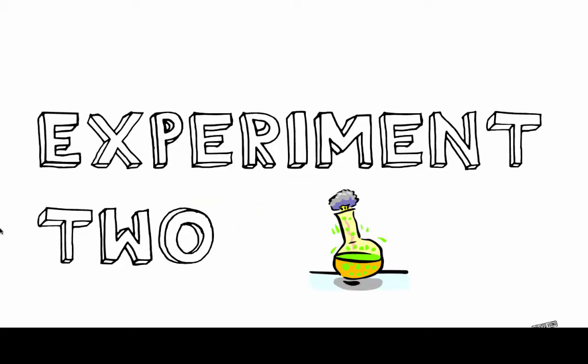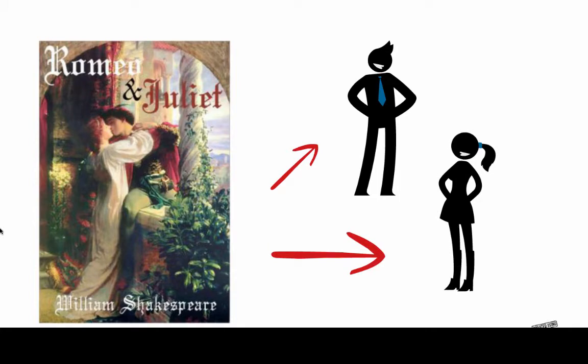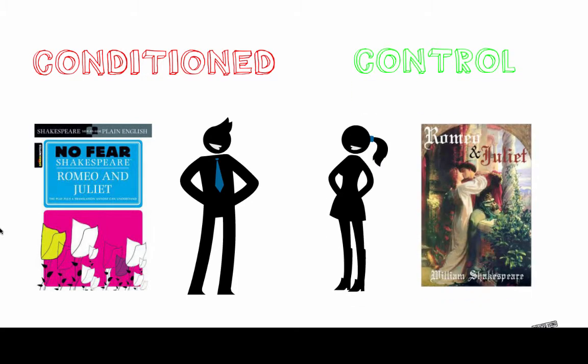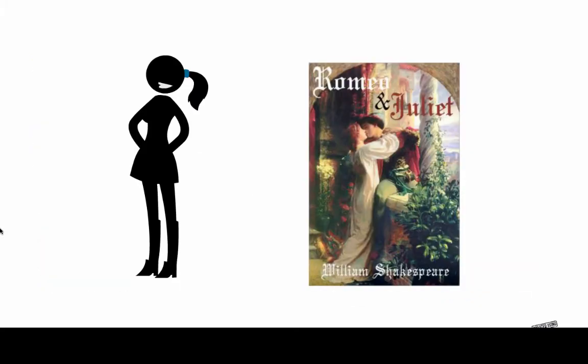However, Experiment 2 gave the same text to two groups of Shakespearean experts. The same method was used. The conditioned group received supplementary text and the control received none. This time, the control group scored better all around.